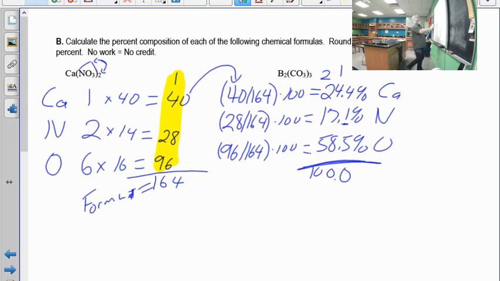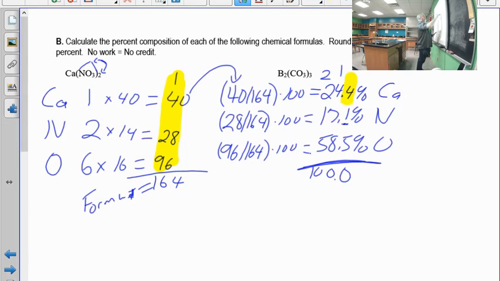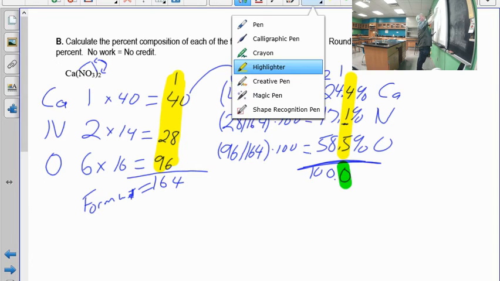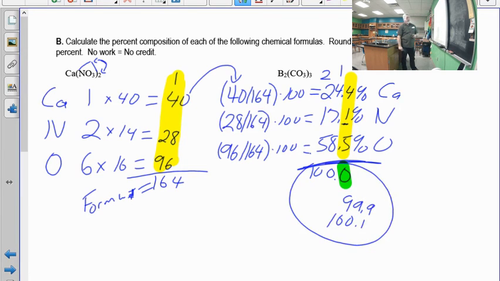Now remember, because we're rounding to the tenths place here, this number may be a little bit off. We could be close, but we might be a little bit off. So you might end up with a 99.9. You might end up with a 100.1. But you're going to end up with one of these 3 numbers, and that's just simply due to rounding errors.